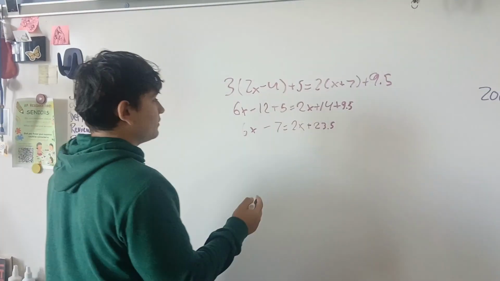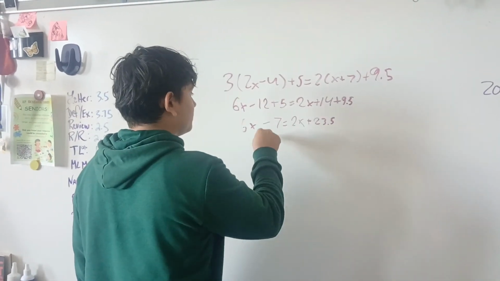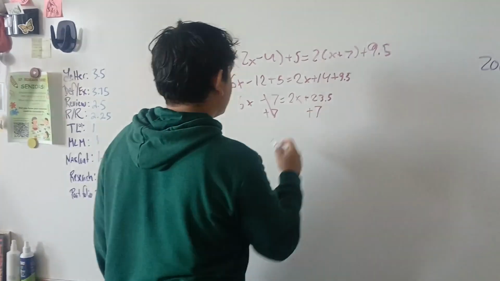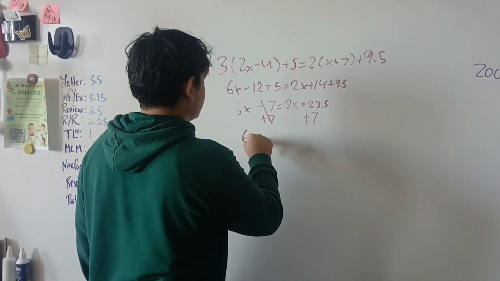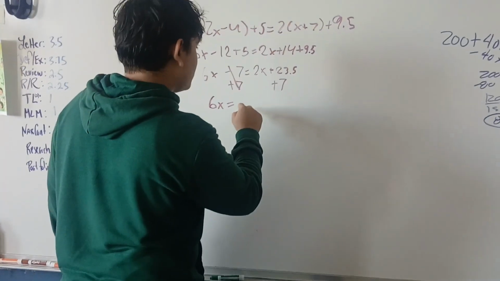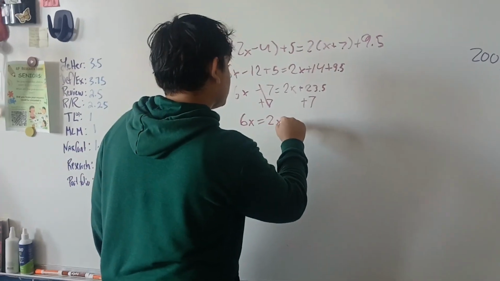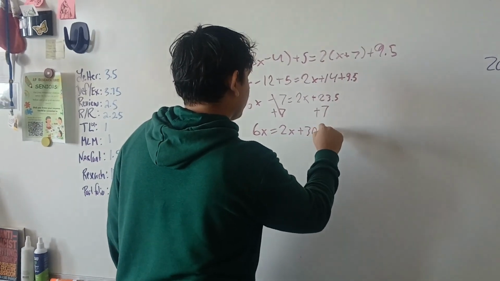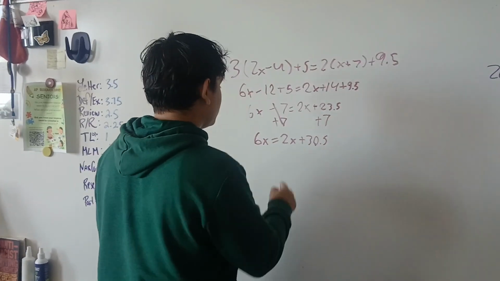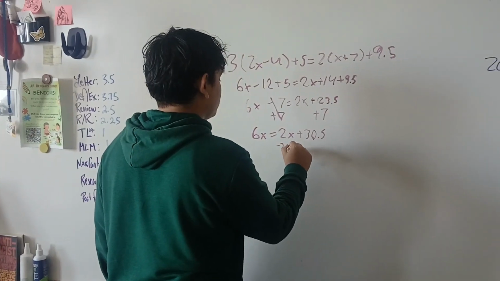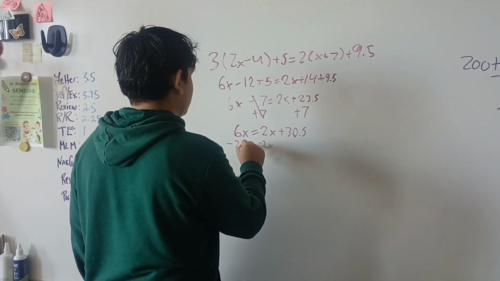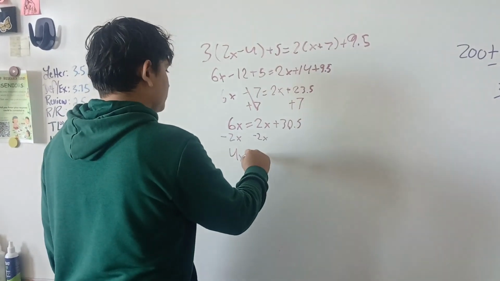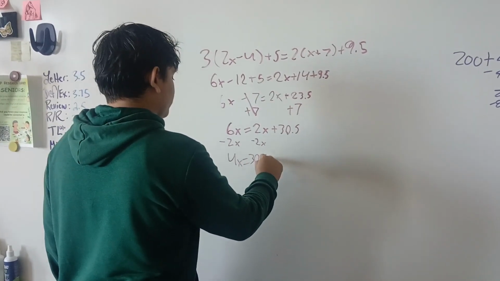Okay, so from here, now we're going to do plus 7, cancel this out, move it over here, plus 7. So now we just have 6x equals 2x plus 30.5. Now from here we're going to do negative 2x, and to this side, negative 2x, which would equal just 4x, and then equals 30.5.